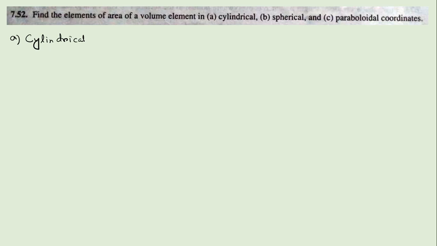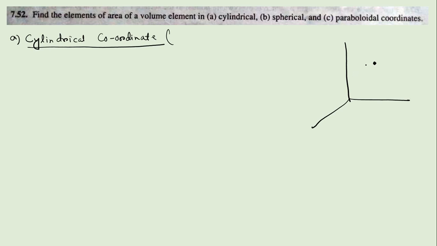cylindrical coordinate system, in the cylindrical coordinate system, any point can be written as rho, phi, z, right? So this is the rho, and this angle is phi, and this is the z. Rho, phi, z.